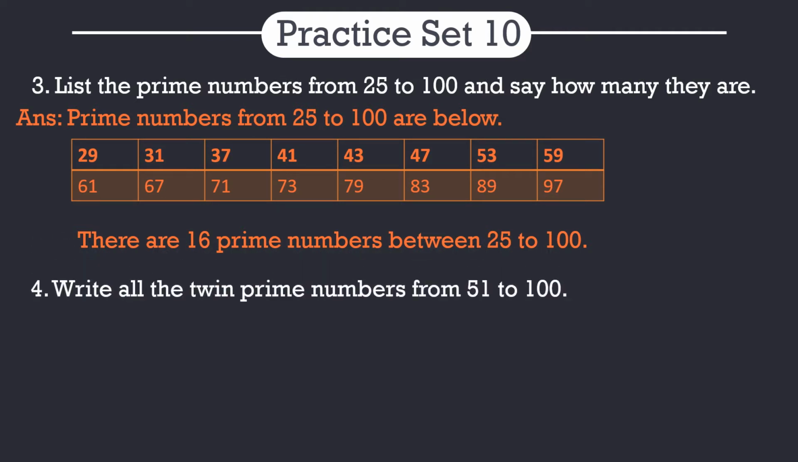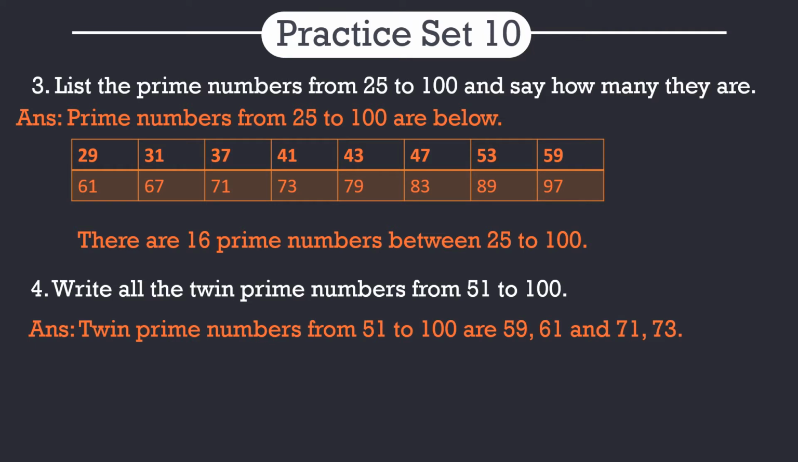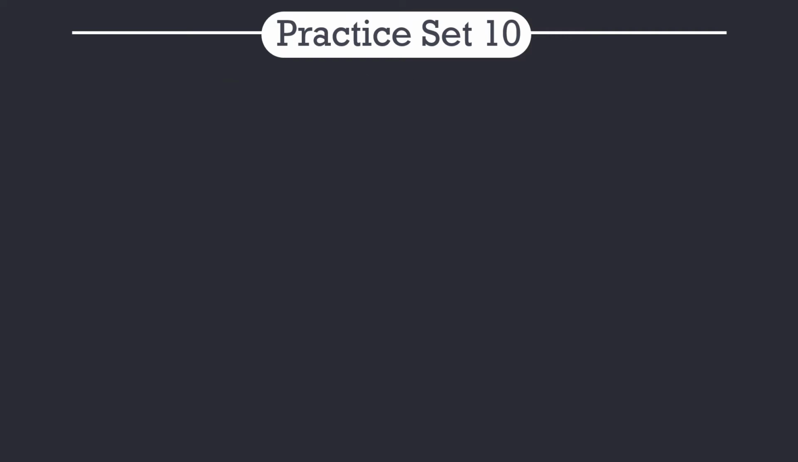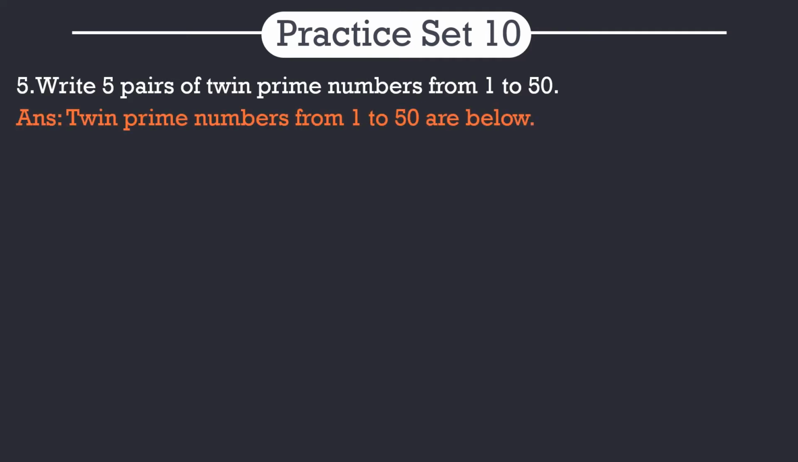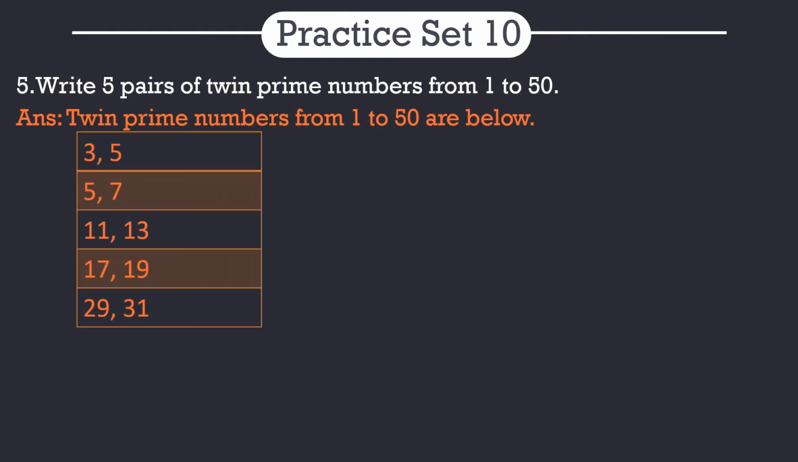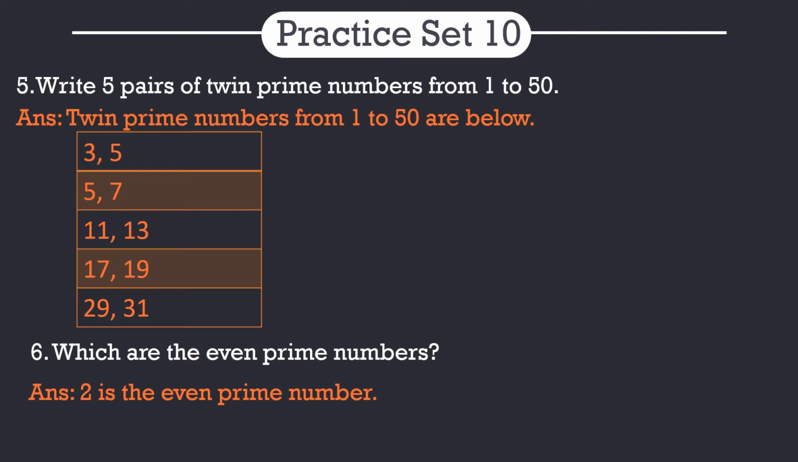Fourth question. Write all the twin prime numbers from 51 to 100. Answer. Twin prime numbers from 51 to 100 are 59, 61 and 71, 73. Question number 5. Write 5 pairs of twin prime numbers from 1 to 50. They are 3, 5; 5, 7; 11 and 13; 17 and 19; 29 and 31. Question number 6. Which are the even prime numbers? 2 is the only even prime number.